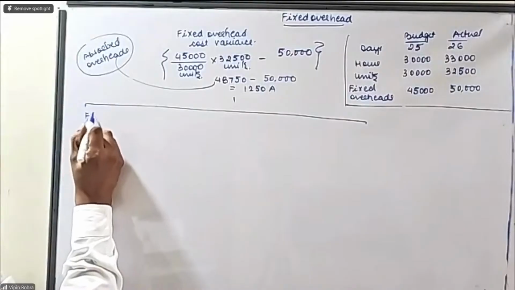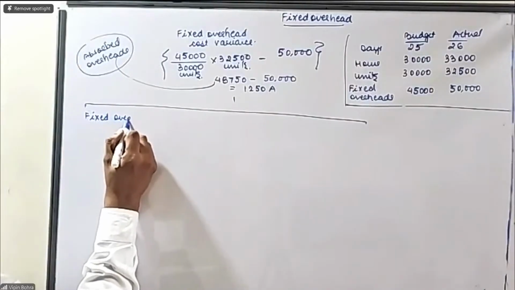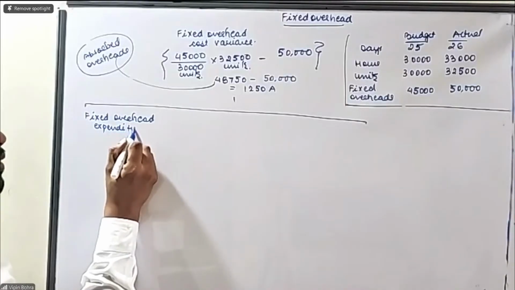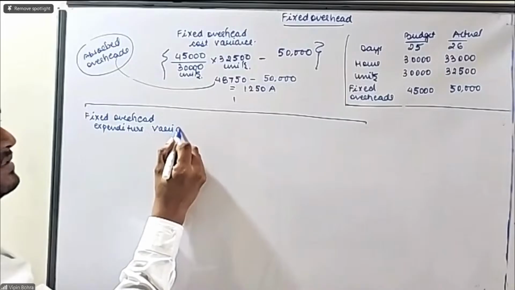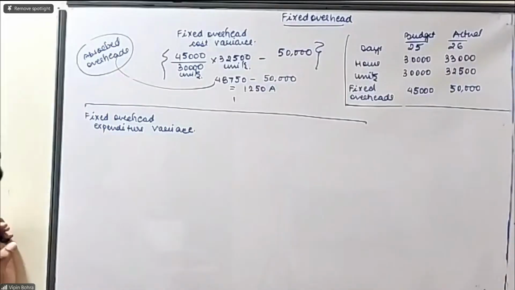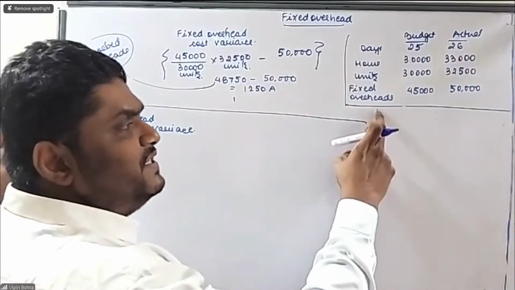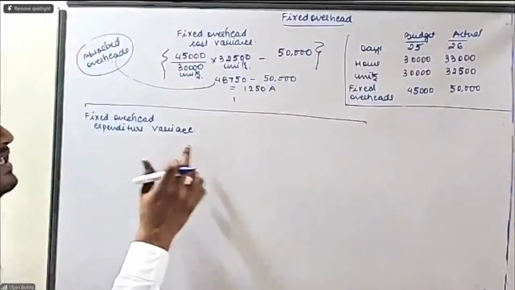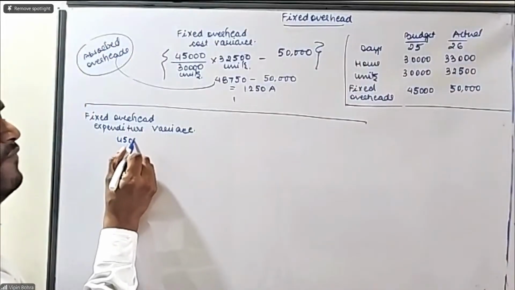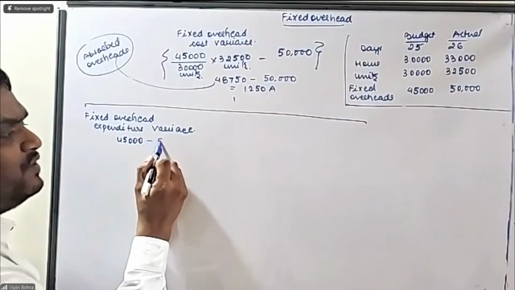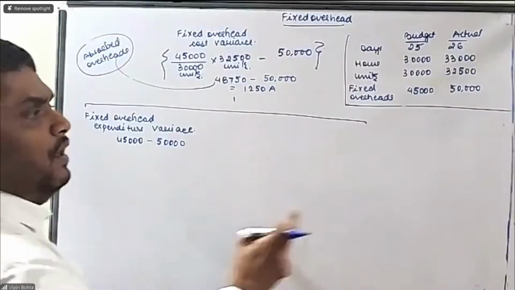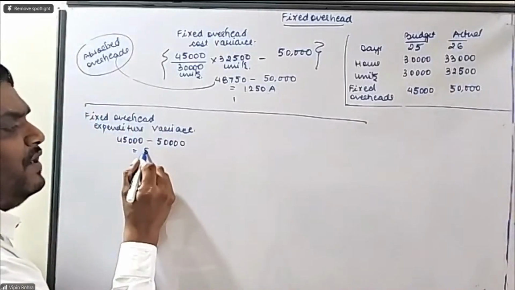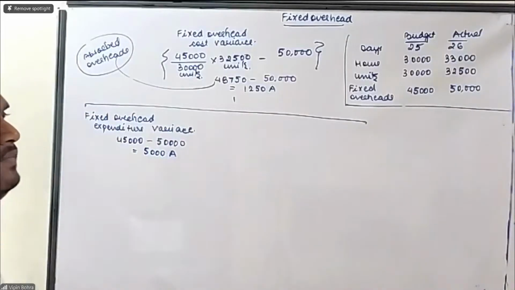Next is fixed overhead expenditure variance. When talking about expenditure variance, very simple, since fixed overhead remains constant at all levels of production. So straight away, expenditure variance means how much expenditure should have been incurred? 45,000. But how much is my actual expenditure? 50,000. This is my budgeted expense. This is my actual expense. So how much extra? 5,000 extra. So here it will be 5,000 adverse.